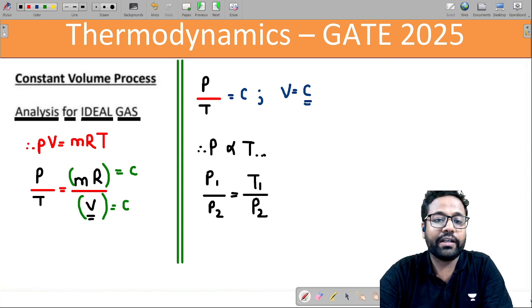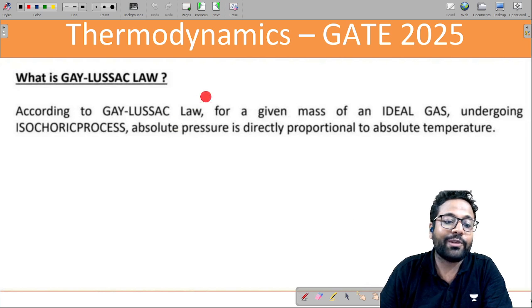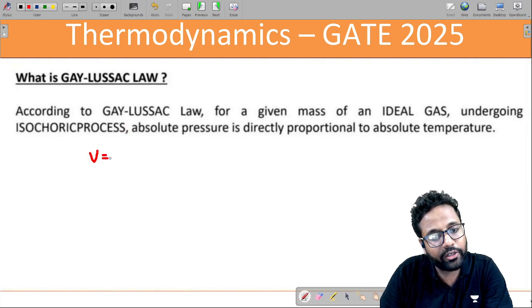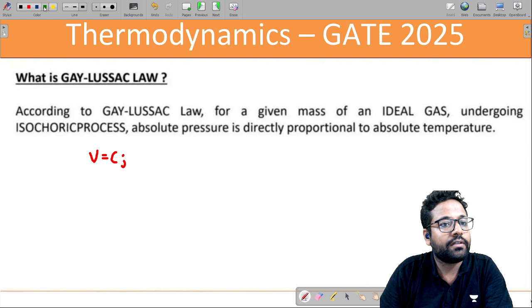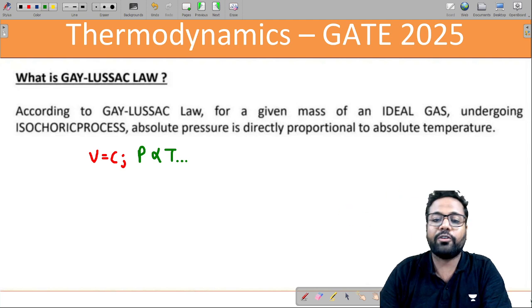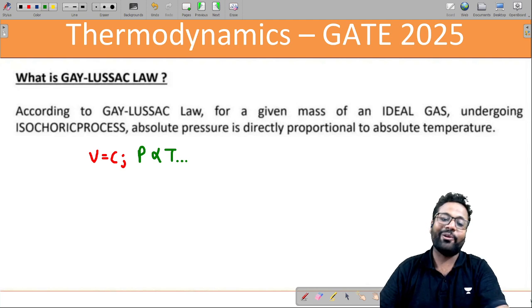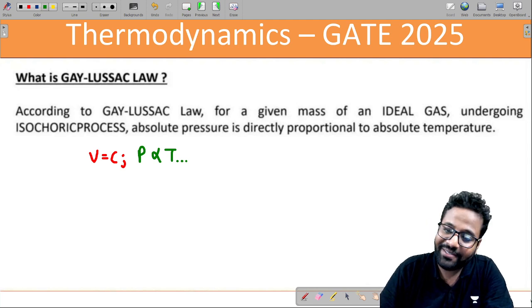Now, bacha, moving ahead. From this we can define the first ideal gas law, that is your Gay-Lussac law. Sir, according to Gay-Lussac law, for a given mass of an ideal gas undergoing an isochoric process, that means when volume remains constant, absolute pressure is directly proportional to absolute temperature. याद रहेगा, absolute pressure is directly proportional to absolute temperature. Is this clear? Very very important. This is our first ideal gas law, जो आप लोगों को पता होना चाहिए.